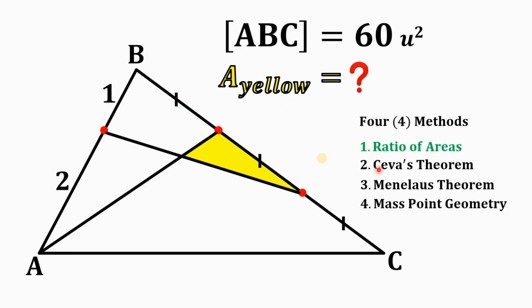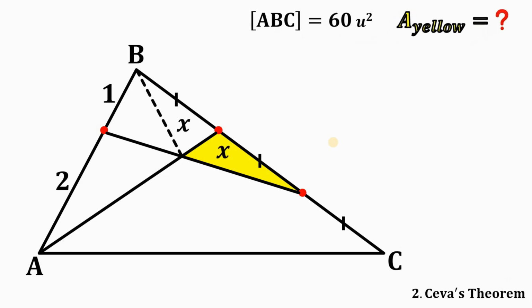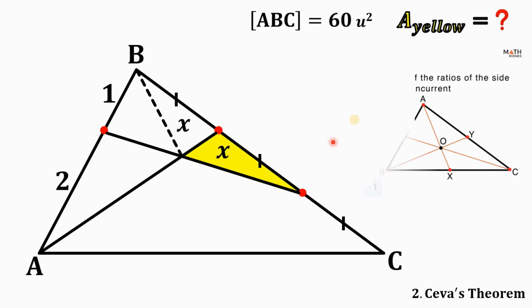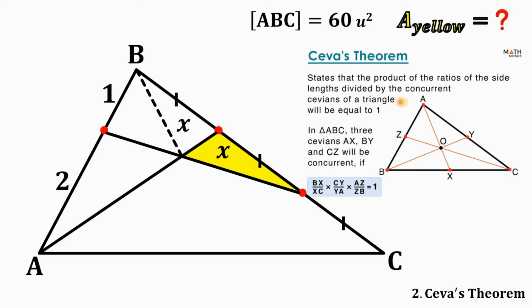Now, how about the Ceva's theorem? So let's begin. What is Ceva's theorem? So Ceva's theorem states that the product of the ratio of the side length divided by the concurrent segments of a triangle will be equal to 1.